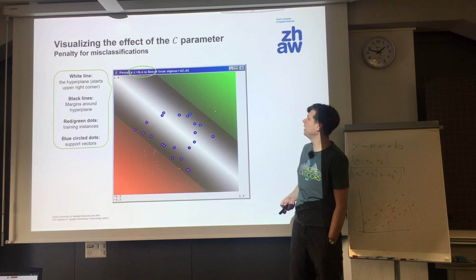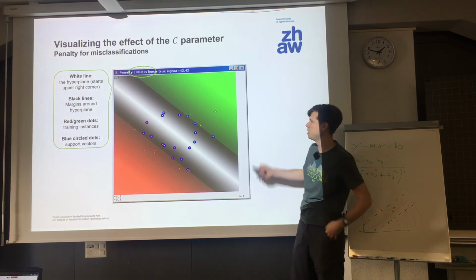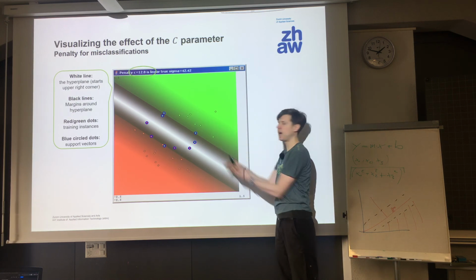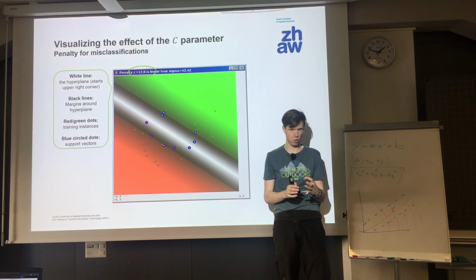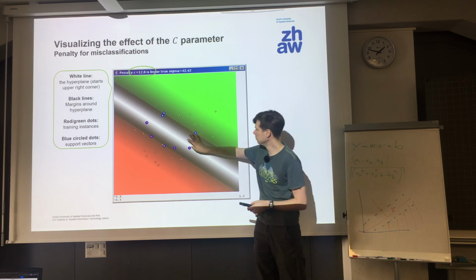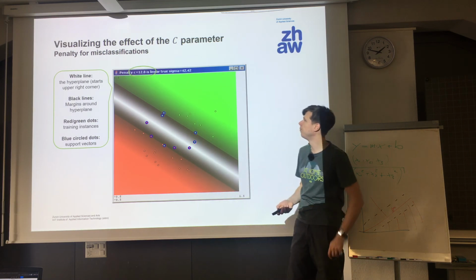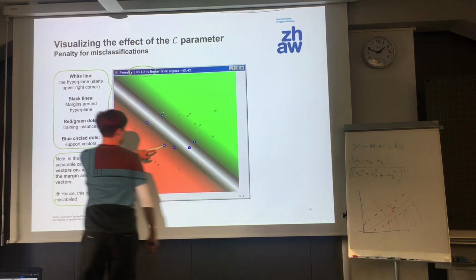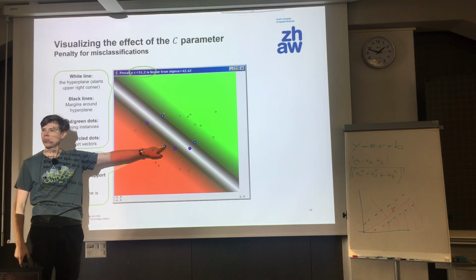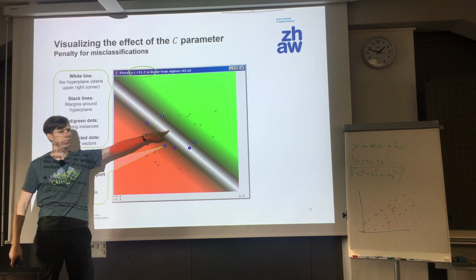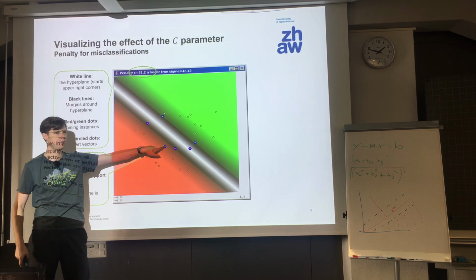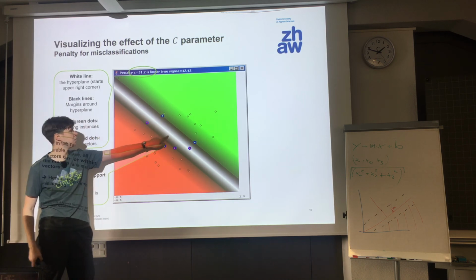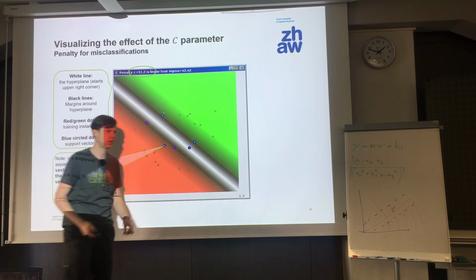When we still increase the penalty for misclassification, the margin becomes smaller. And also the orientation of the line changes in order to regard the data points better and still keep a big margin. This point is a support vector because it's on the wrong side of the classification line. So all the points on or within the margin plus the ones on the wrong side are support vectors.